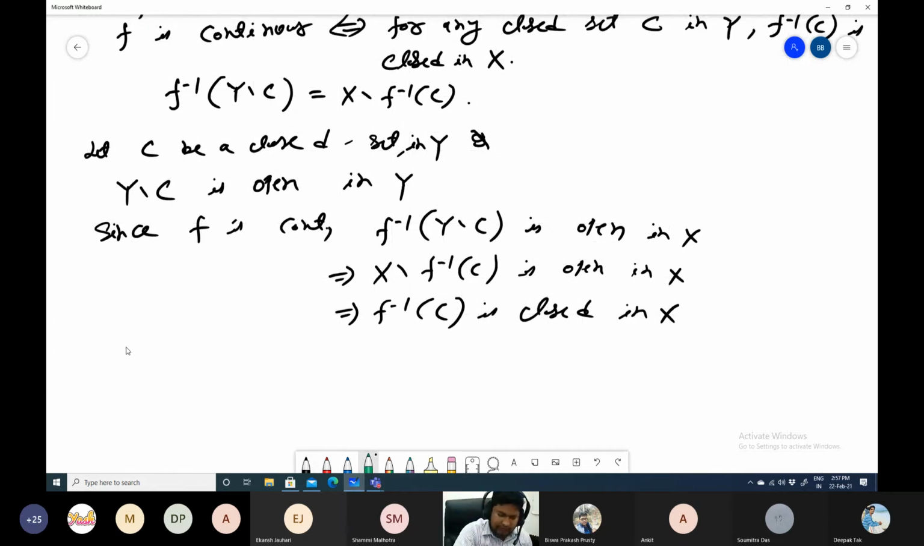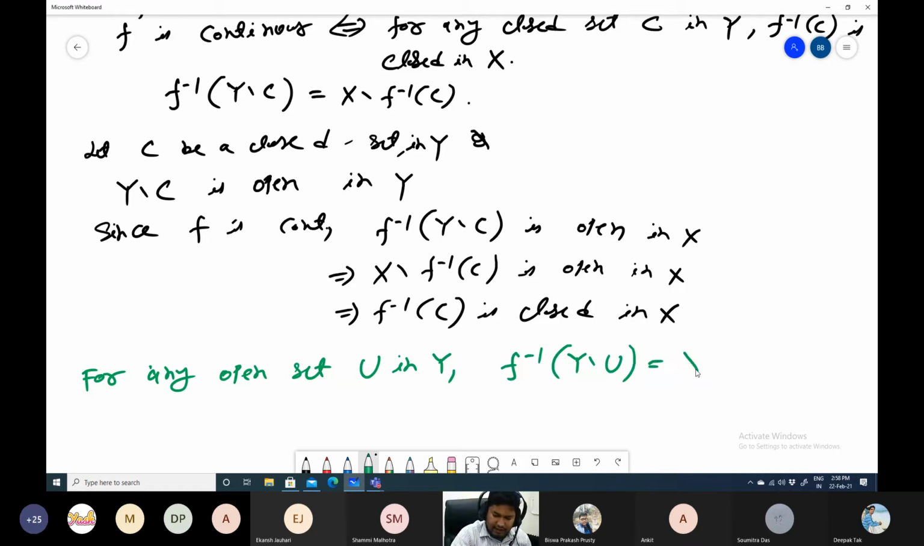For the other part you need to prove that one. For any open set U in Y, f inverse of Y minus U is again X minus f inverse U. So therefore you can prove this.